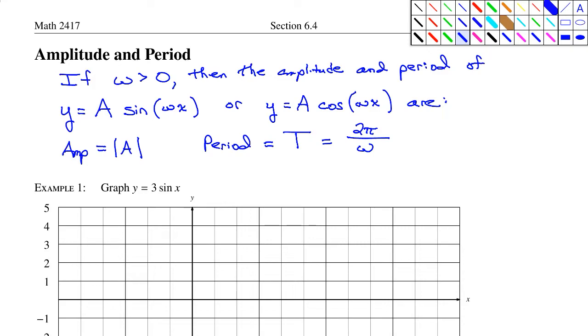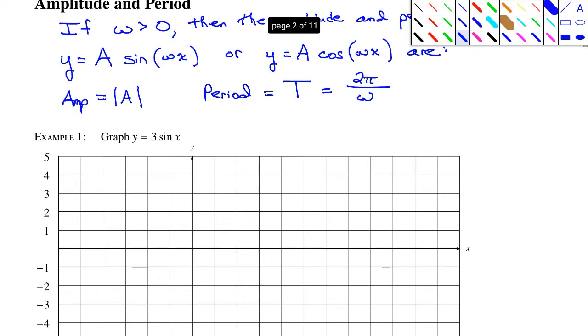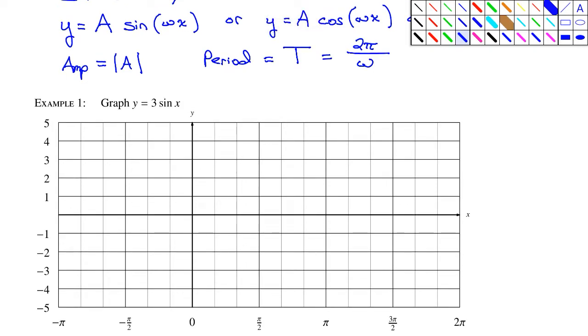So from college algebra, you can think of the omega as the number that affects the horizontal stretch. In sinusoidal equations, we just call this horizontal stretch value altering piece the period. All right. So let's take a look at example 1. Graph y equals 3 sine of x. So first off, the amplitude is the absolute value of the number in front, because amplitude has to be positive. So that's just 3, no problems there.